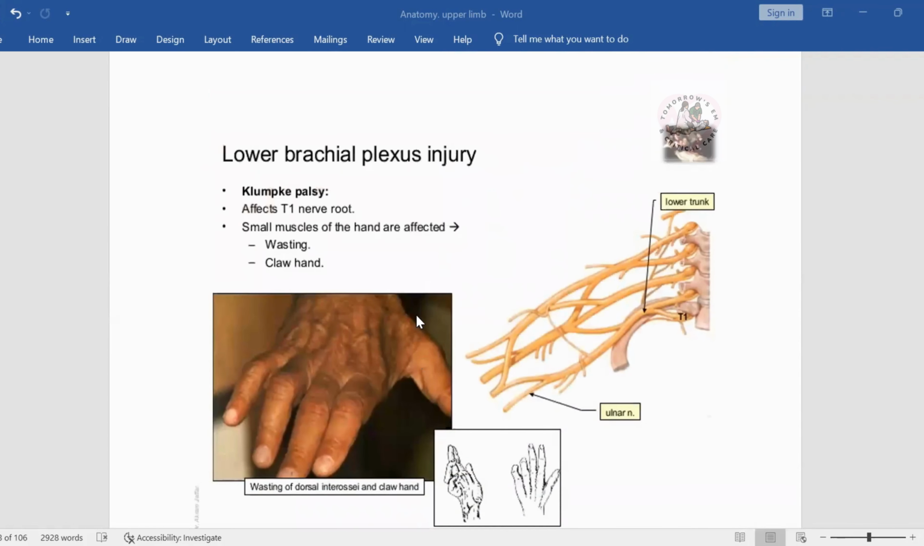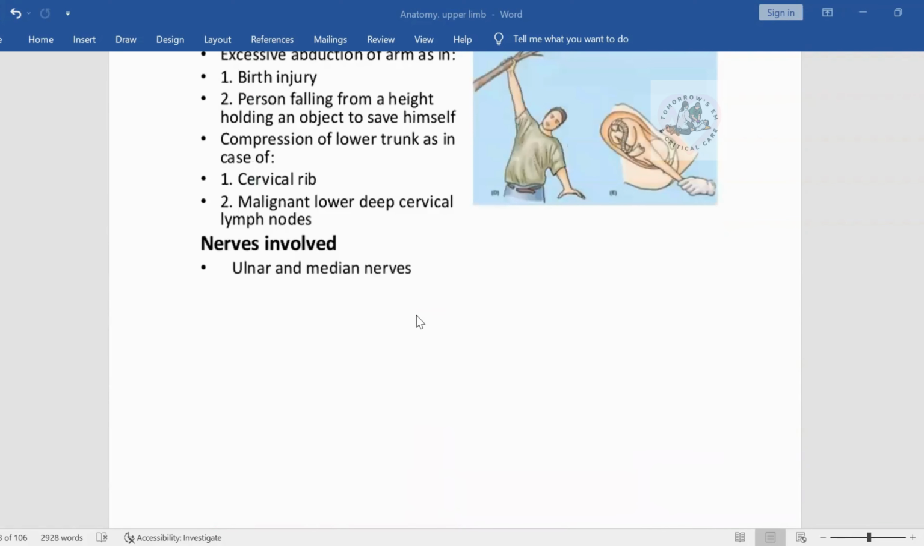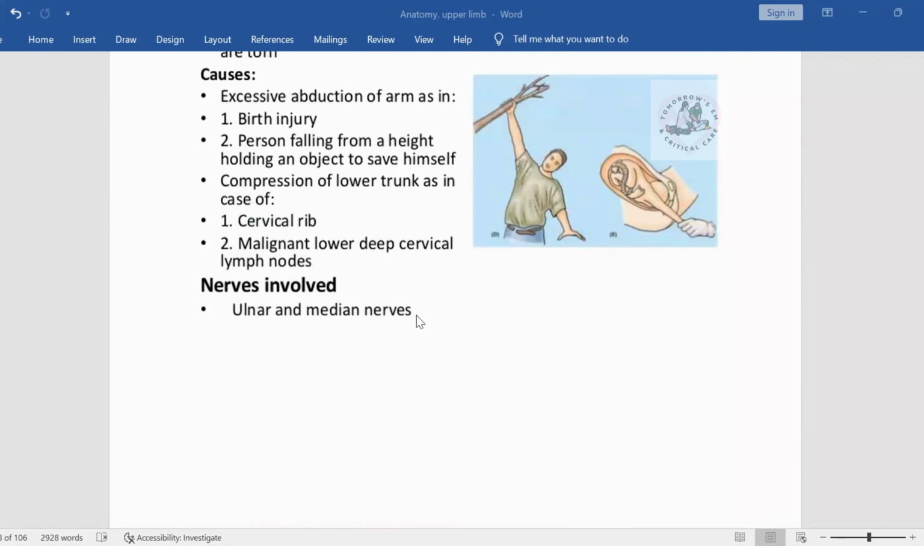Another cause is the same. There may be Horner's syndrome, same cause. There may be other causes along with birth trauma.